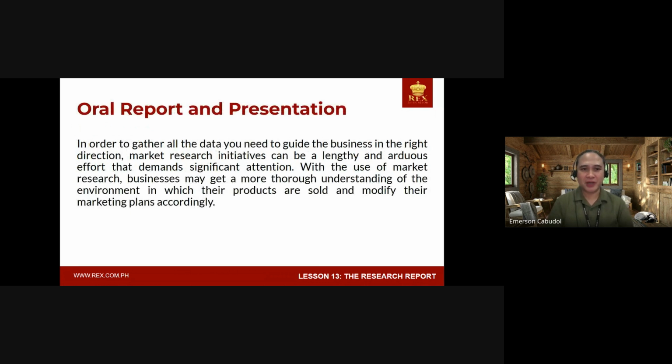Oral report and presentation. In order to gather all the data you need to guide the business in the right direction, market research initiatives can be a lengthy and arduous effort that demands significant attention. With the use of market research, businesses may get a more thorough understanding of the environment in which their products are sold and modify their marketing plans accordingly.